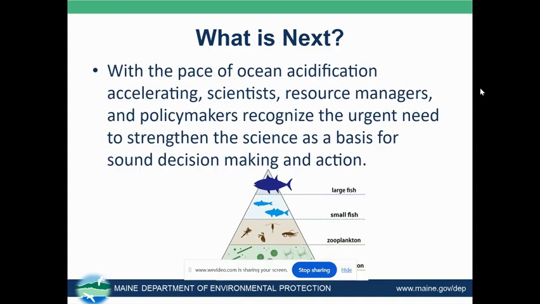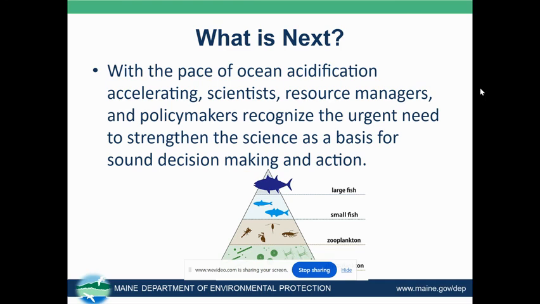All right, let's see. So hopefully, and I did get this slide presentation off the internet. They're saying, scientists, resource managers, and policymakers recognize the urgent need to strengthen the science as a basis for sound decision making and action. This is a very hopeful statement. We'll see if they actually do this. But yeah, we need to look at the data and say, this is what's happening. Whatever it is that's happening, this is what's happening. And let's make our decisions based on that.